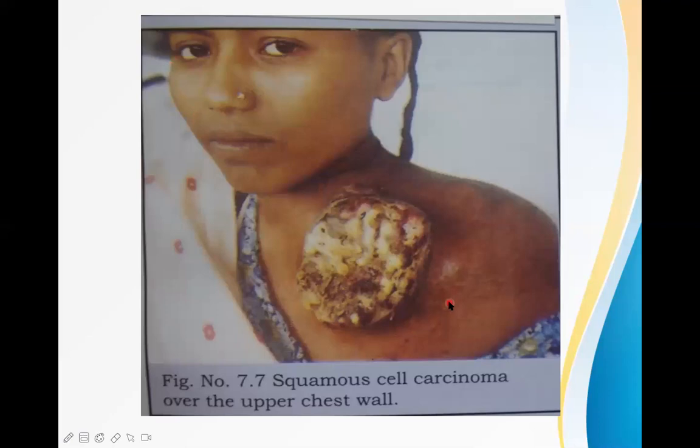Now, another picture is showing squamous cell carcinoma over the upper chest wall. Look at this. It doesn't look good at all. This is a malignant ulcer. Look at these edges. They are rolled over. These are called hanging edges from the surface. And this is the slough which is present at the floor. This is not a good looking tissue.